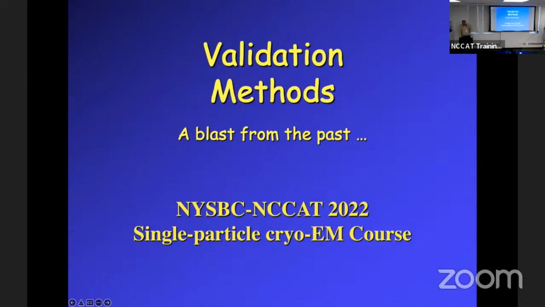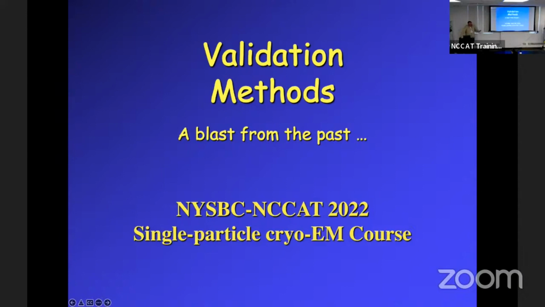So I'm supposed to talk about validation methods. And to me, this is really something from the past. As Rich said, the methods are just developing so quickly that almost nobody these days ends up in this weird resolution where you really cannot be sure whether what you have is correct or not. Most maps at least come to 6 angstrom, you will see alpha helices, so you're pretty sure that your map is correct. So why they think I still need to talk about this is actually beyond me.